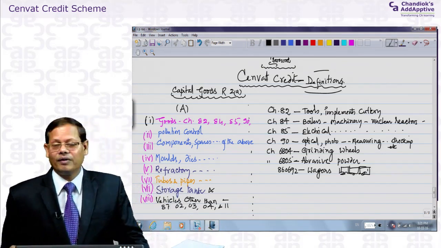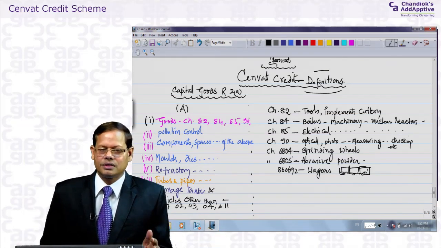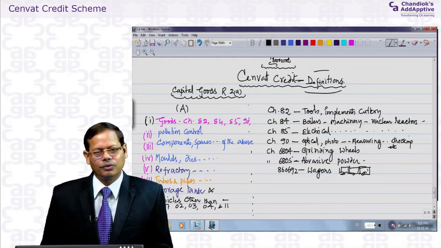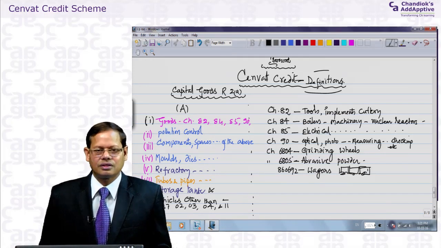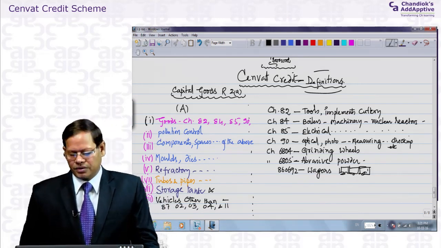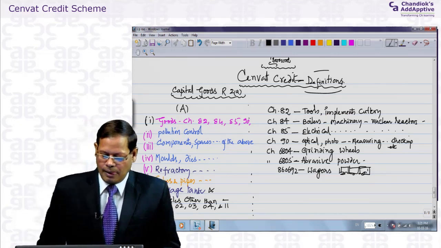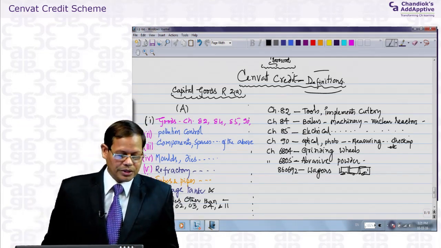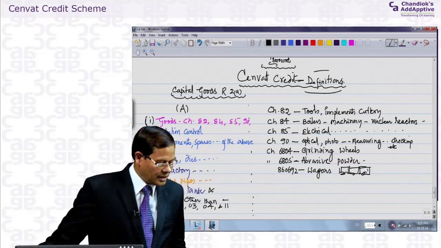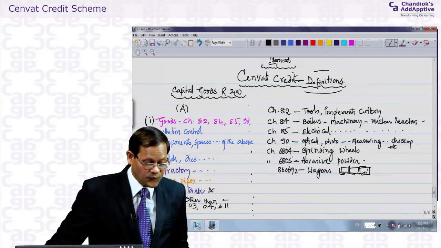See this. Wagons means goods train. These are called wagons without engine. So if an engine is attached, then it becomes a goods train. Otherwise it is wagons. So these are added now. These are also capital goods. So equipment used in, of course, pumping of water. If you use anything for pumping of water, that is also to be there. Okay.